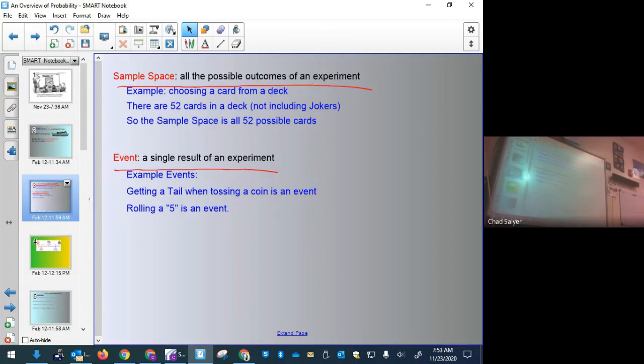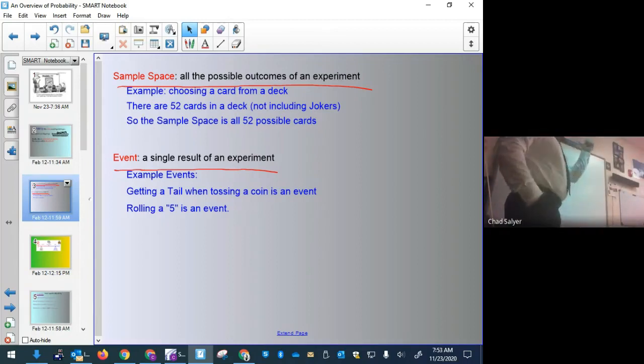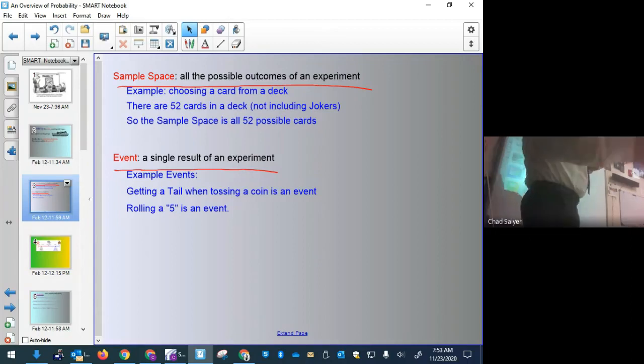An event is a single result of an experiment. So if I toss a coin, that's an event. If I roll a 5 on a die, that's an event. If I have a spinner on a board game and I spin and it lands on blue, that's an event. If I try a field goal in a football game, that's an event. There's a probability of being good that is not 100%.